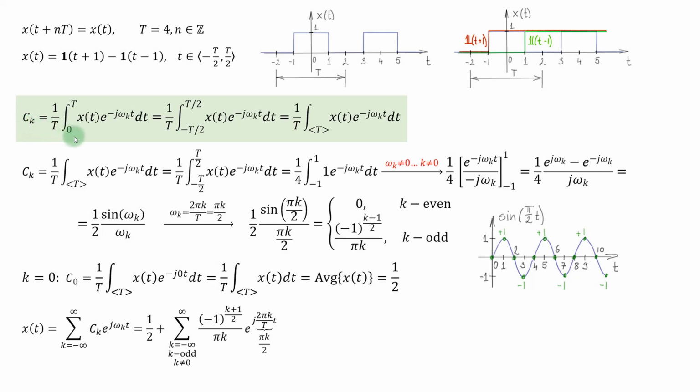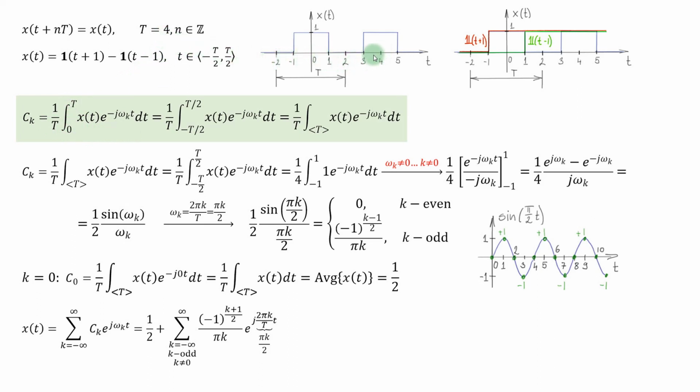Well, for that I will need to use this formula for the coefficients of the complex Fourier series. But before I use this formula, I will show you one trick that can make the computation of this integral easier. In this case, I should be integrating from 0 to T, and my period is 4. So I should be integrating from 0 to 4.